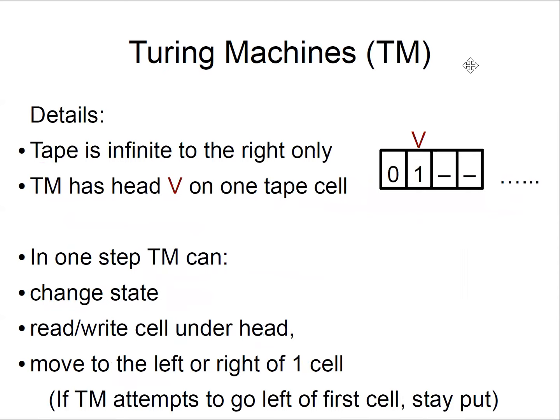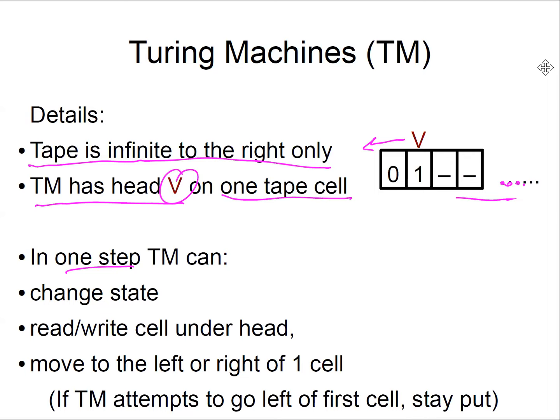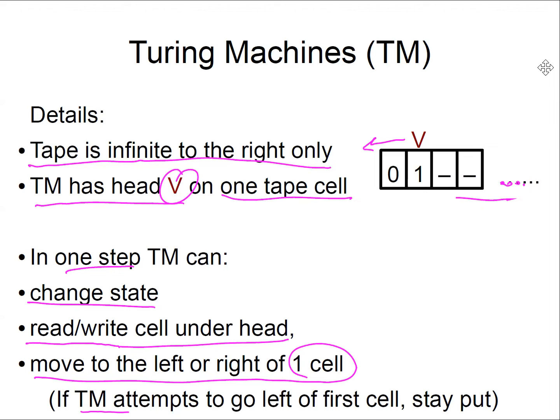So there are some details to worry about. We're going to think that the tape is infinite only to the right. So I have these dot, dot, dots on the right. If the machine tries to move to the left of the tape, it just stays stuck on the first symbol. And the machine has one head, which is written with this V on one cell of the tape. In one computational step, the Turing machine can change the state, just like a DFA, can read and write the cell under the head, and can move to the left or right of one cell. Again, if the head is on the first cell and the machine tries to move left, it just stays put.